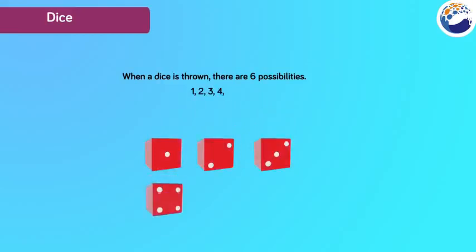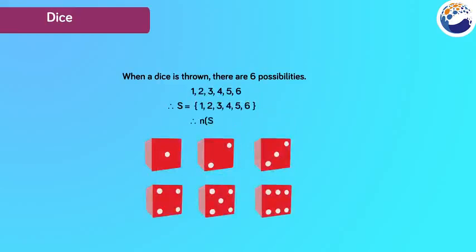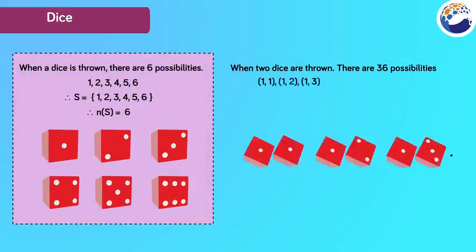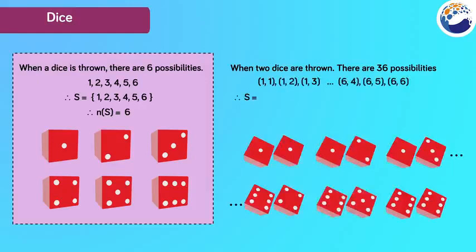Dice. When a dice is thrown, there are 6 possibilities: 1, 2, 3, 4, 5, 6. Therefore, S = {1, 2, 3, 4, 5, 6}. Therefore, n(S) = 6. When 2 dice are thrown, there are 36 possibilities. (1,1), (1,2), (1,3), up to (6,4), (6,5), (6,6). S = {(1,1), (1,2), (1,3), up to (6,4), (6,5), (6,6)}. Therefore, n(S) = 36.